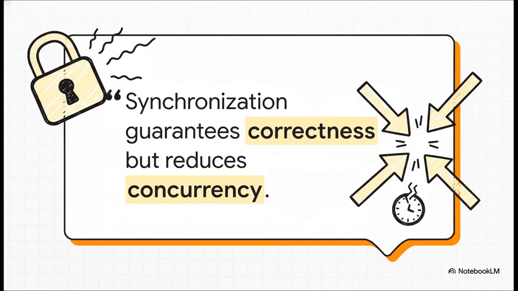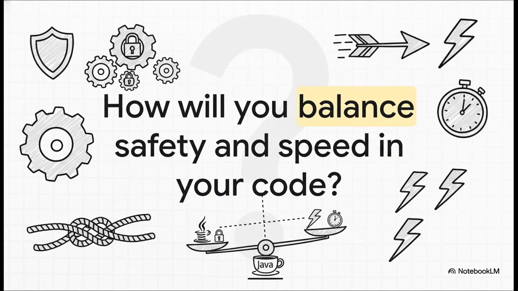And that really brings us to the core idea, the big takeaway from all of this. Synchronization is a trade-off, plain and simple. You are trading some of your application's concurrency, its ability to do things in parallel, in exchange for a guarantee of correctness. A good engineer knows how to use synchronized. A great engineer knows how to design their code to need as little of it as possible by keeping those critical sections tiny. So we'll end on this thought. You now have the tools, and you understand the principles behind writing correct, thread-safe Java code.